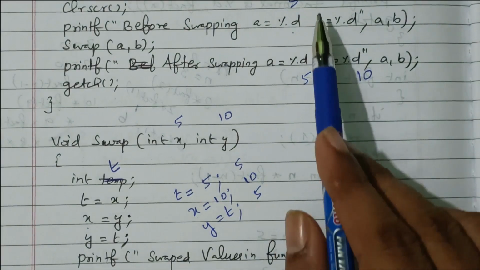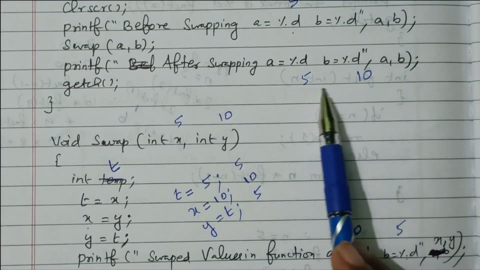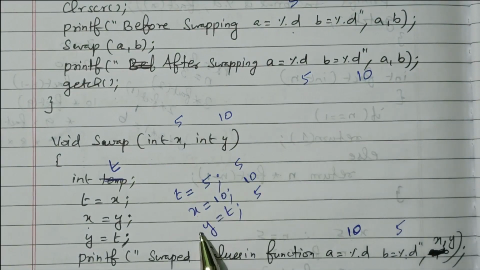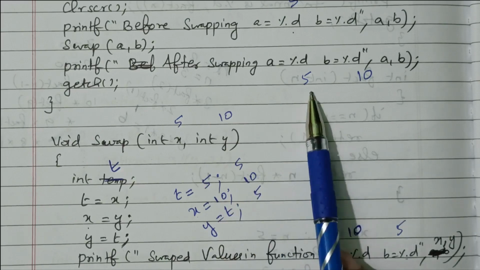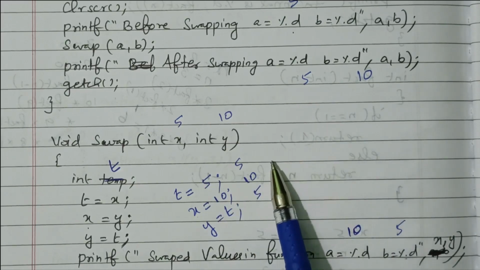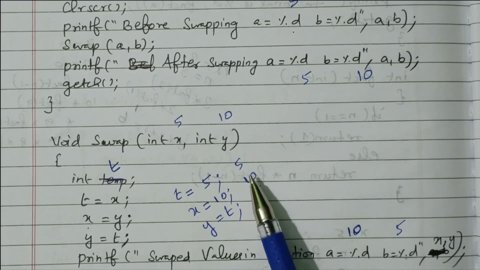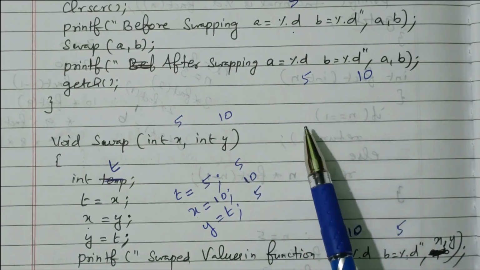The original values are retained. The memory location is different. Only a copy is passed. Here we interchange, and that will not reflect in the main program. So this is call by value. If you use call by value, the value in the main program will not be affected. Any changes in the function will not affect the main function.